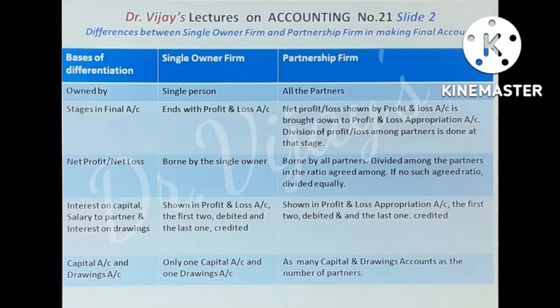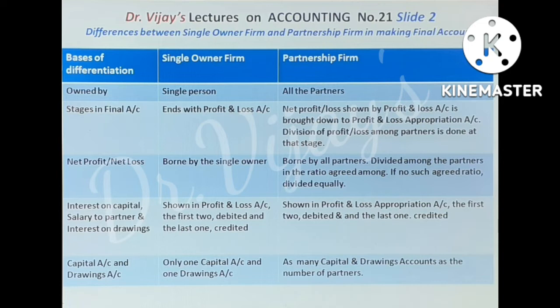The basis of differentiation is the first column. The second column refers to single owner firm or sole trader firm, and the third column is about partnership firm. Single ownership firm is owned by single owner, and partnership firm is owned by all partners jointly.